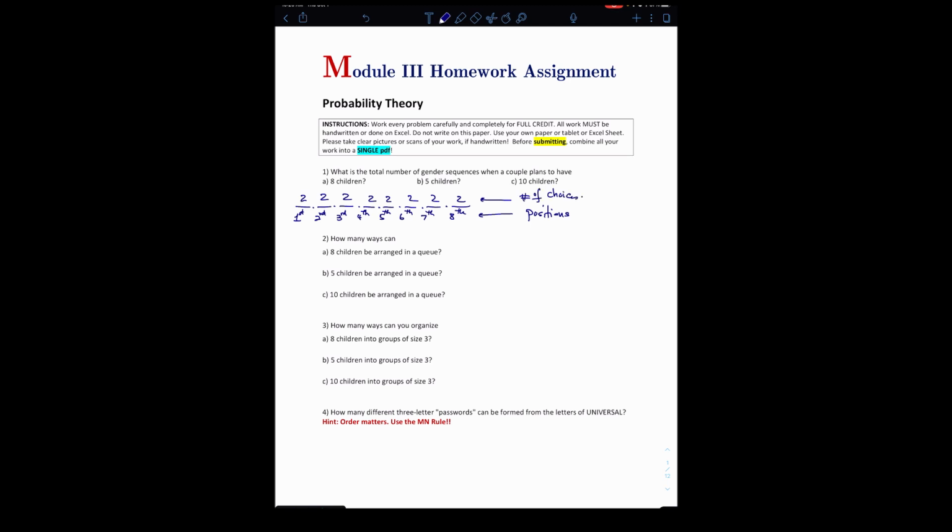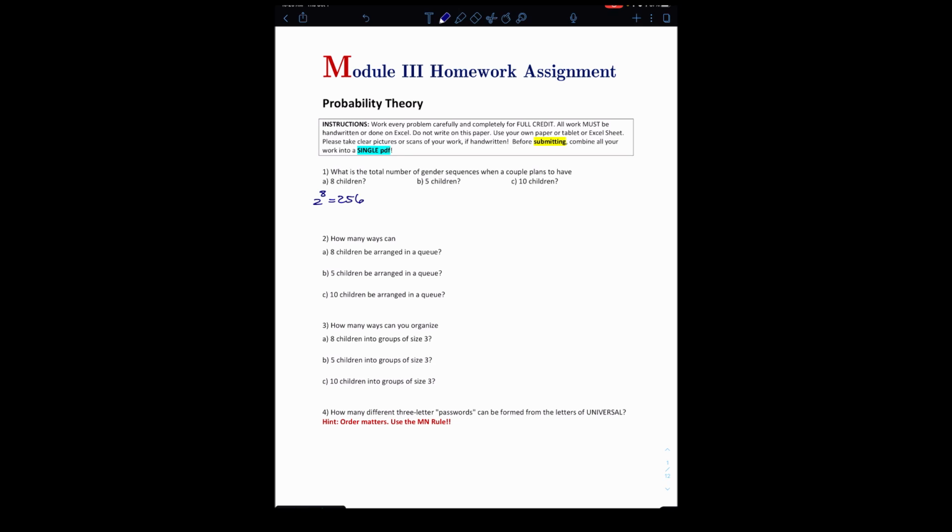And the MN rule says, basically, multiply them together, which is basically 2 to the power of 8. So the first one becomes 2 to the power of 8, which is 256. So there are 256 different gender sequences. And the same procedure applies to parts B and C.